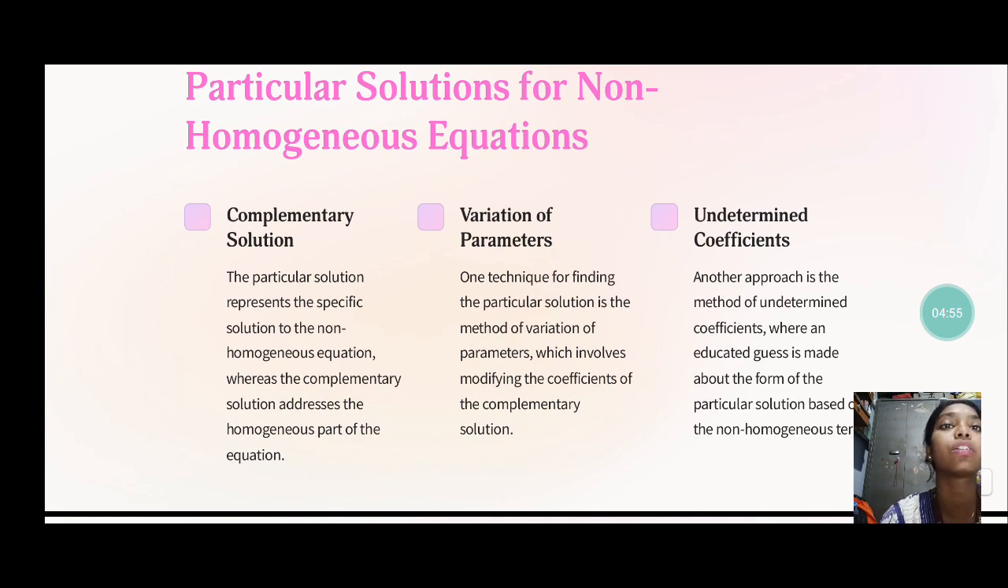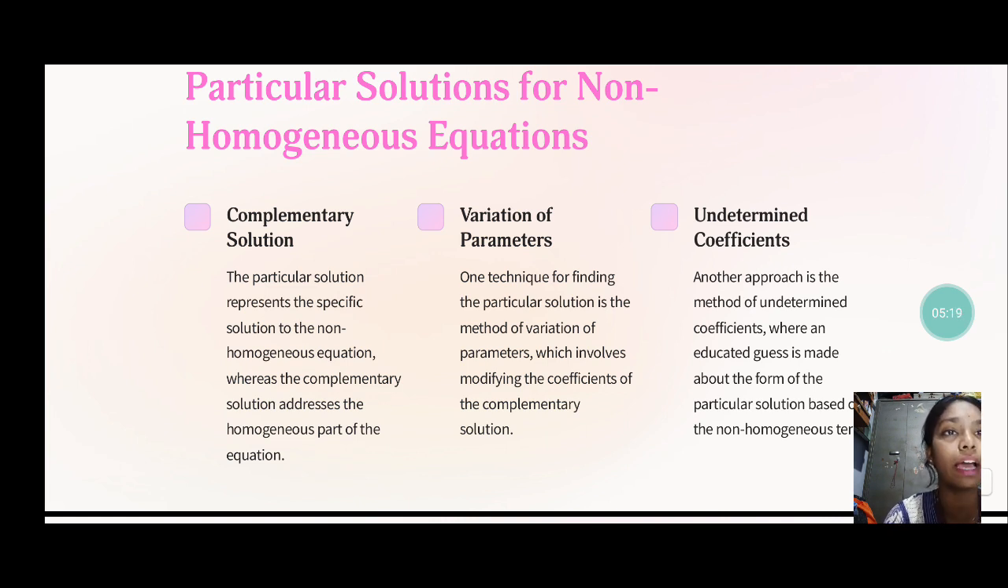Particular solution for non-homogeneous equation, complementary solution, variation of parameters, undetermined coefficients. The particular solution represents a specific solution to the non-homogeneous equation, whereas the complementary solution addresses the homogeneous part of the equation.